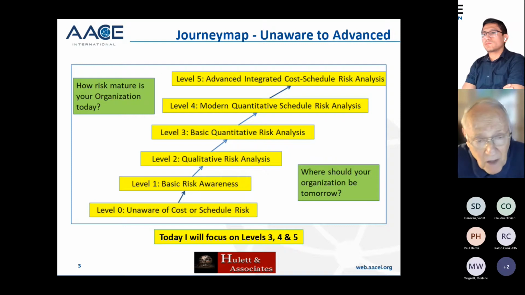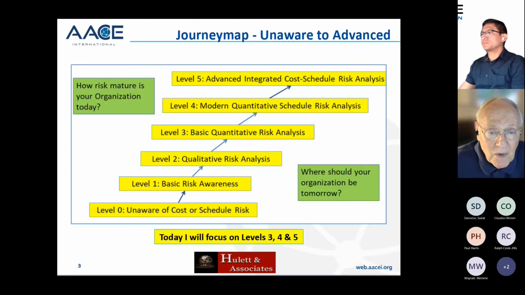And it goes from level 0, which is unaware of cost or schedule risk, all the way up to level 5, advanced integration of cost and schedule risk analysis. And one of the things is to find out how mature your organization is today. And we did a lot of interviews of a lot of the operating divisions of Petronas, and we came up with some findings of that.